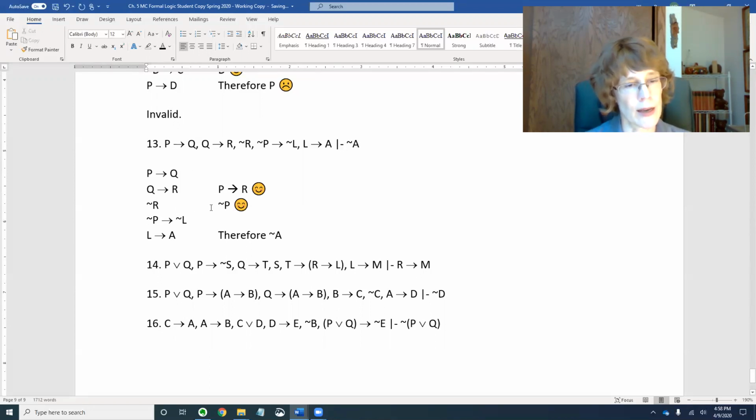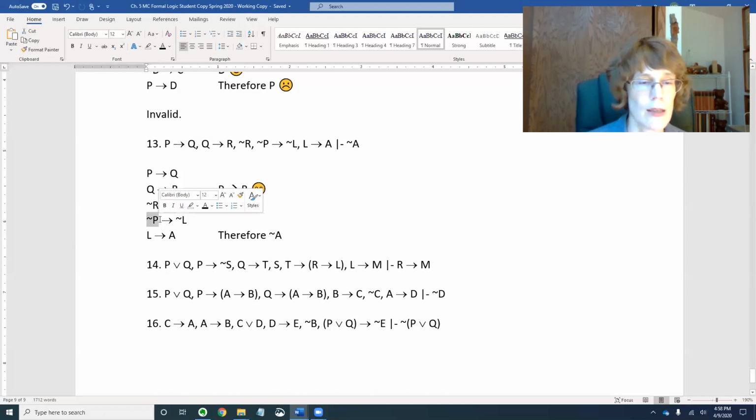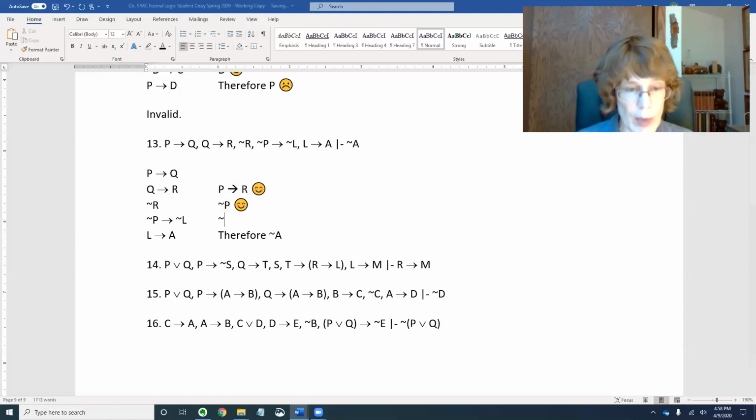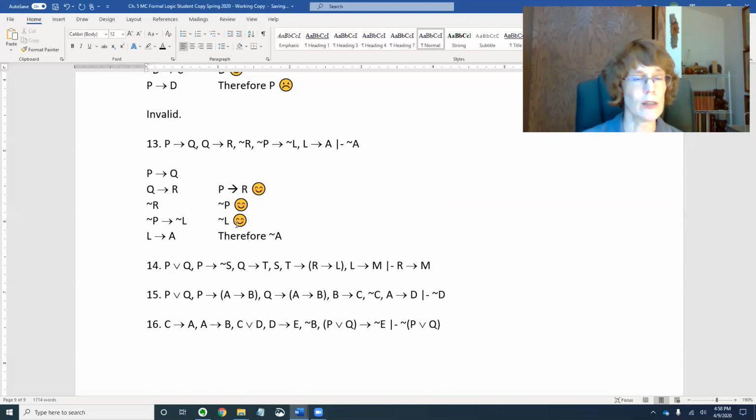If not P, then not L, not P. Can we conclude something at this point? Think about that. Pause the video, come back when you're ready. Can we? Yeah. If front, front is not P, then back, back is not L, and front, not P, is just exactly the same as the front. So we can conclude the back, which is not L. So far, so very good.